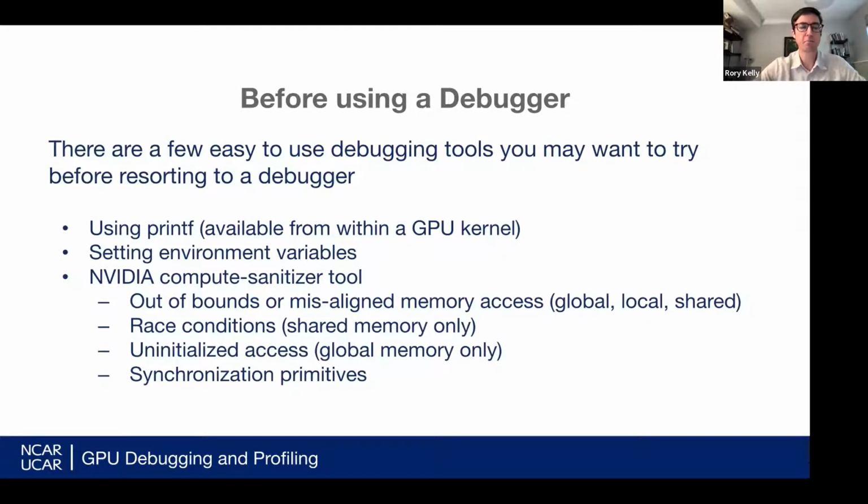Particularly using printf, you may have been derided in the past for using printf as your debugger, but I think it's a more reasonable thing to do on GPUs, at least at the moment. There are also some environment variables you can set to get additional information about your code, about variables and launching. And then there's this compute sanitizer tool from NVIDIA that can perform a lot of bug checking, again without the need to actually start a debugger. The compute sanitizer tool can look for out of bounds accesses. It can find some race conditions in shared memory. It can look for uninitialized access, and it can see if you're using synchronization primitives correctly.